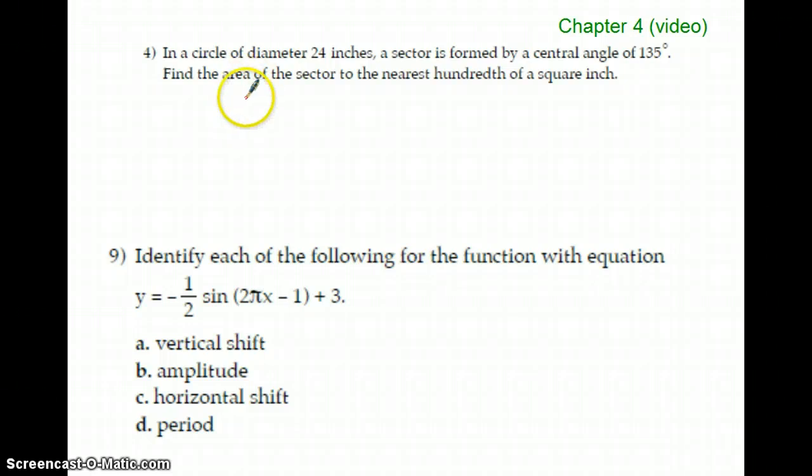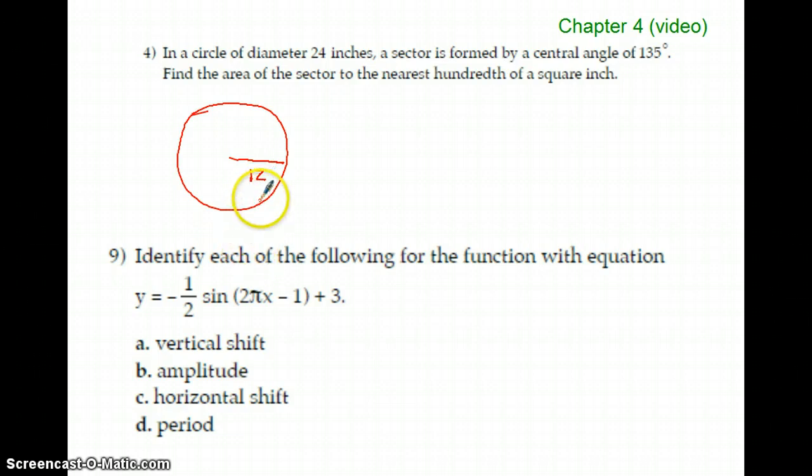All right, so we're talking about a circle, diameter 24. Well, that's not as important as radius 12, so let's just say that. Sector is formed by a central angle of 135, which looks something like this. That's what that means, if you forgot. Find the area of the sector. So we're talking about finding the area of this whole thing here. Find the area of the sector to the nearest square inch.